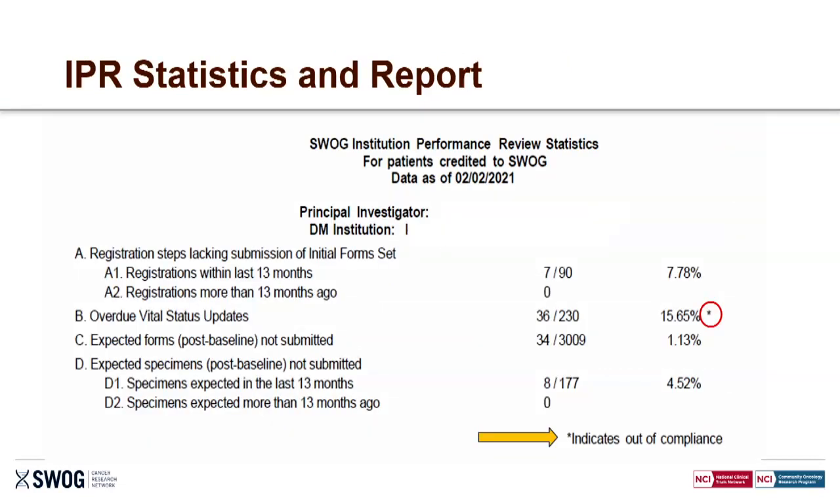In terms of what the report looks like, here's a report. It shows you the 4 different categories with 2 subcategories, meaning initial form set. We look at registrations within the last 13 months, but we also say if anything's more than 13 months overdue, that's really bad. So it has its own category. Same thing with specimens, more than 13 months overdue, its own category. And then an asterisk indicates which metric is out of compliance.